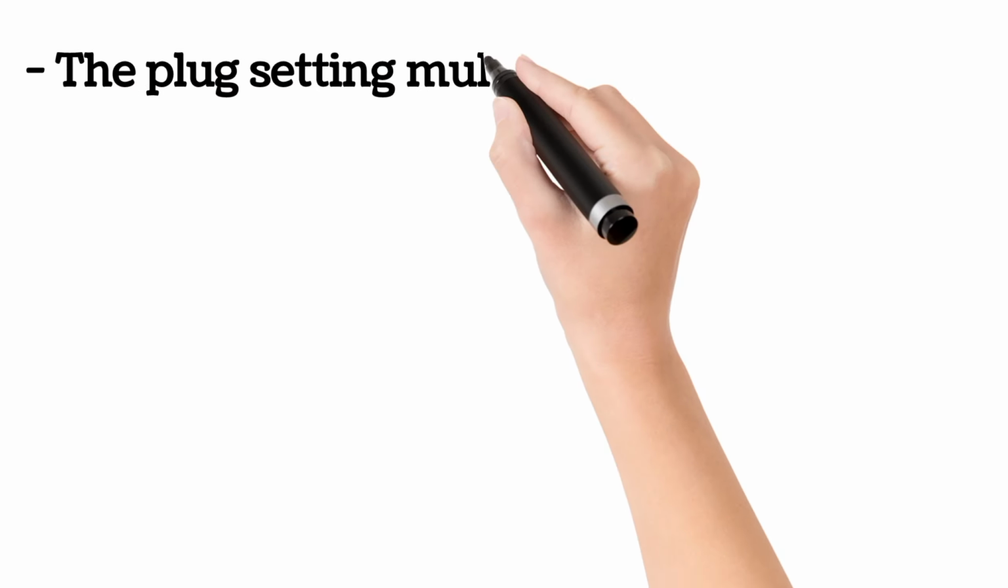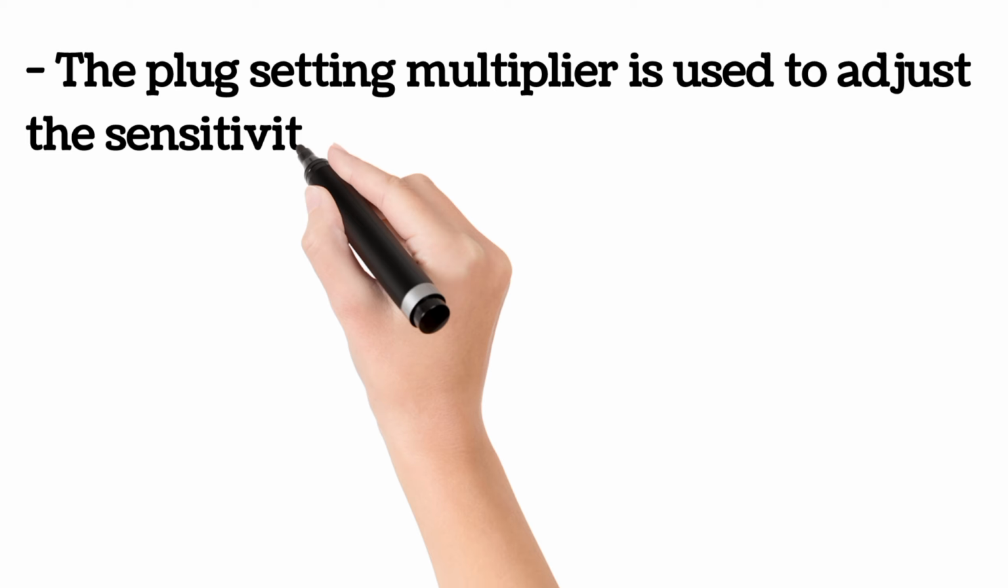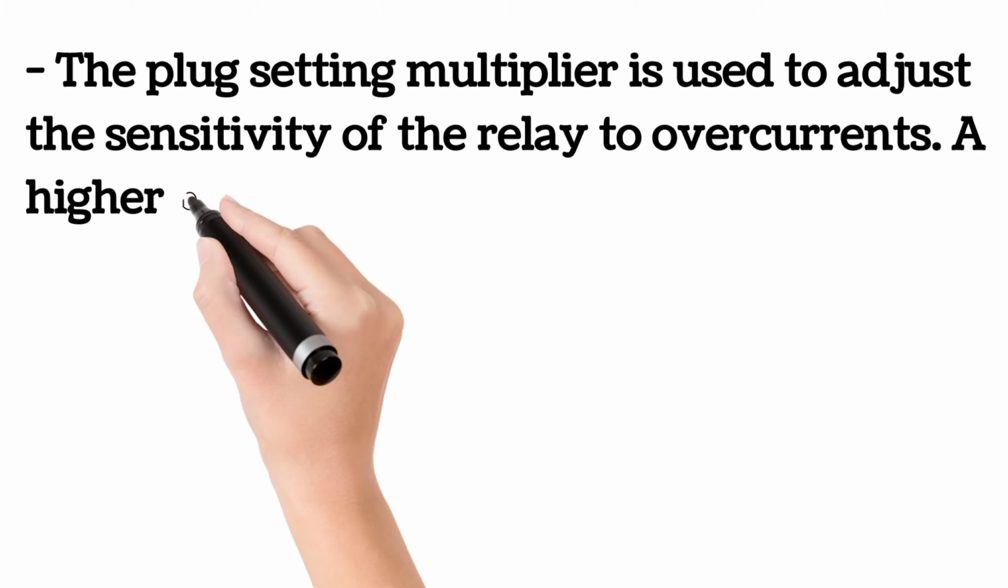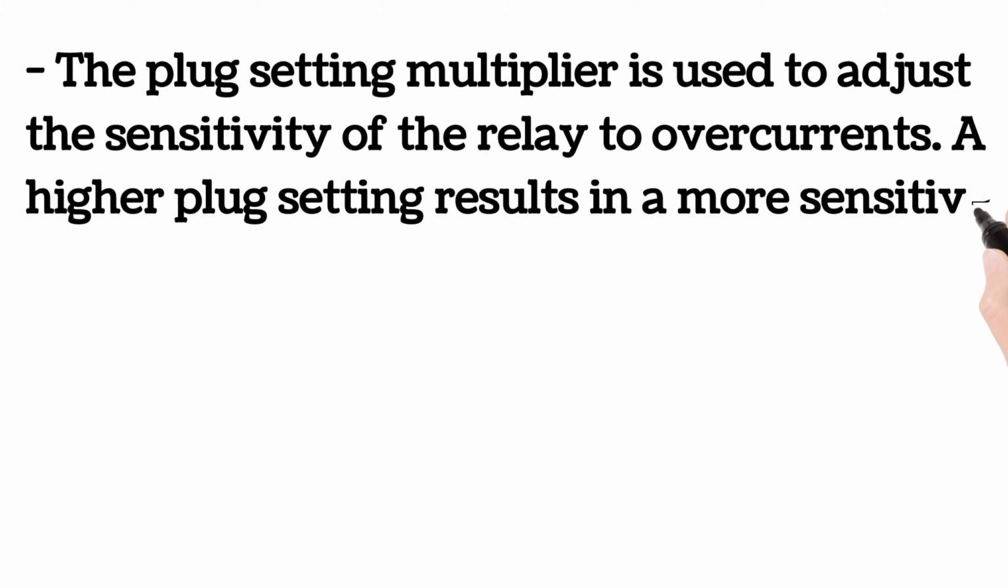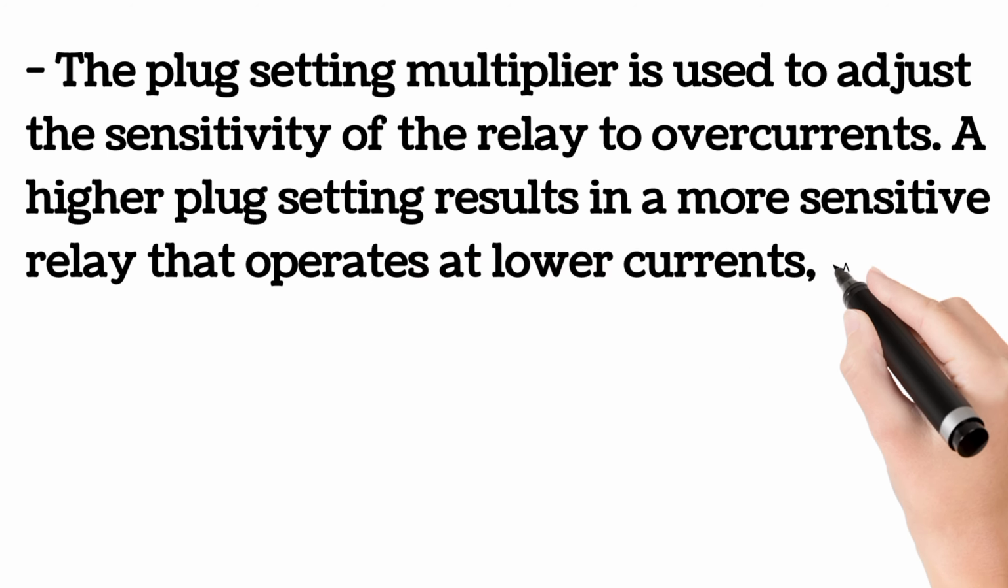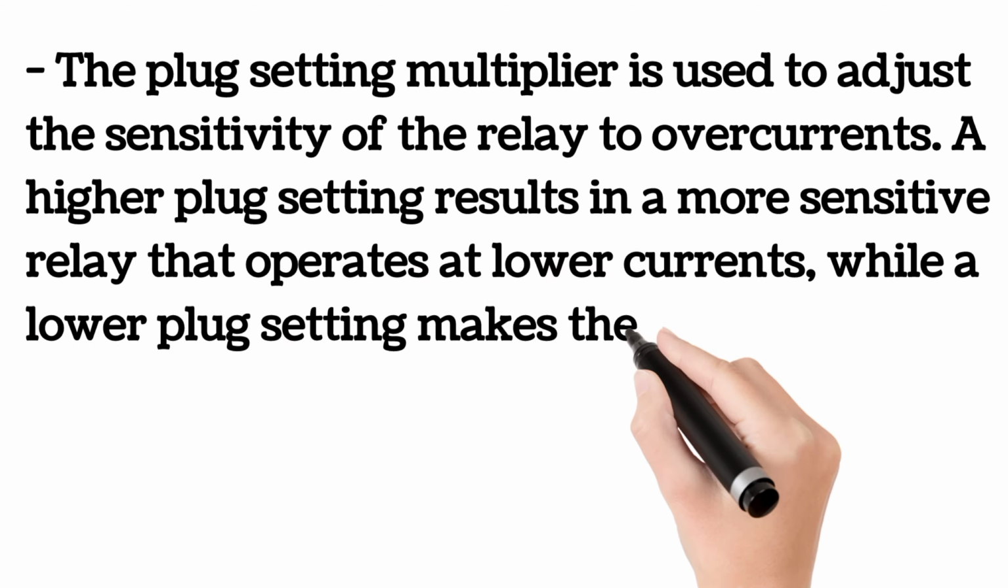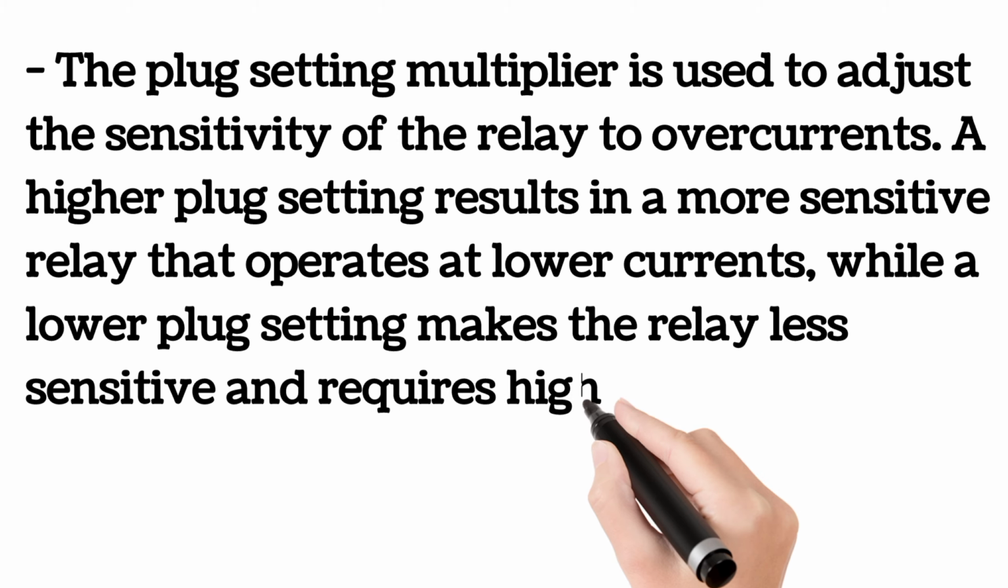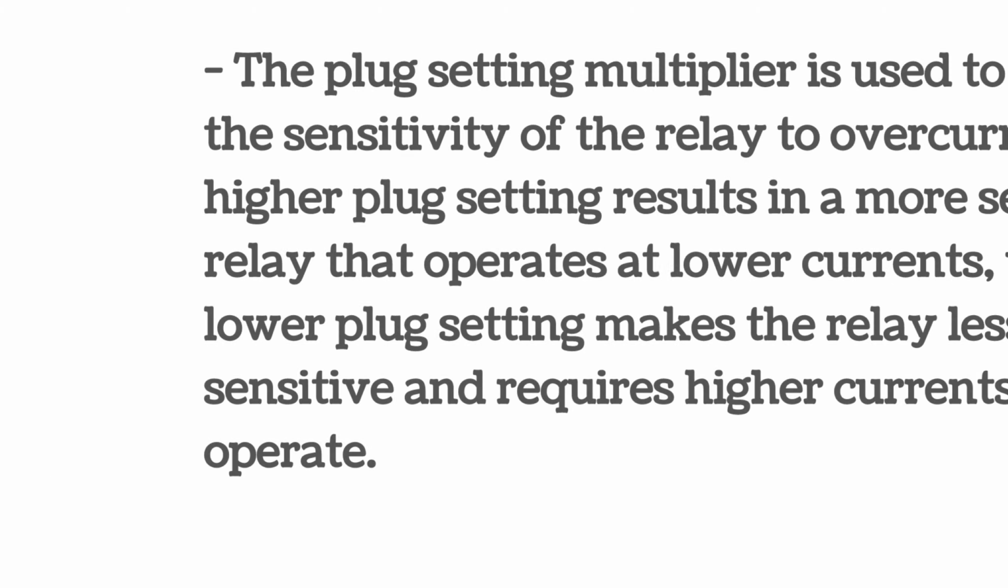The plug setting multiplier is used to adjust the sensitivity of the relay to overcurrents. A higher plug setting results in a more sensitive relay that operates at lower currents, while a lower plug setting makes the relay less sensitive and requires higher currents to operate.